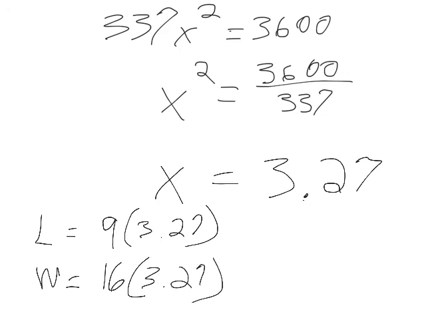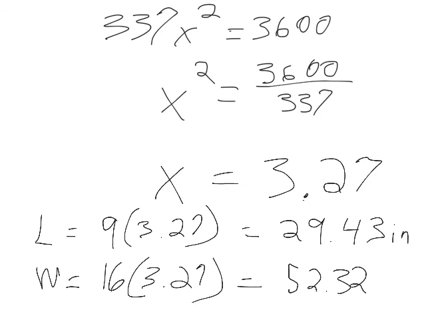So let's see what we get. 9 times 3.27, I'm getting 29.43, and that would be in whatever units you happen to be working with. It said 60 inches for the diagonal, didn't it? So that would be in inches. And then 16 times 3.27 gives me 52.32 inches for the width.